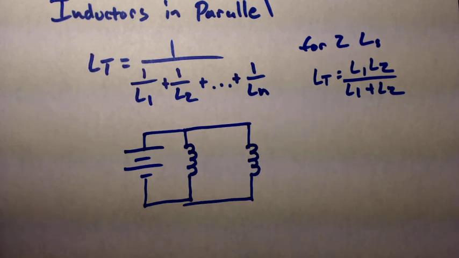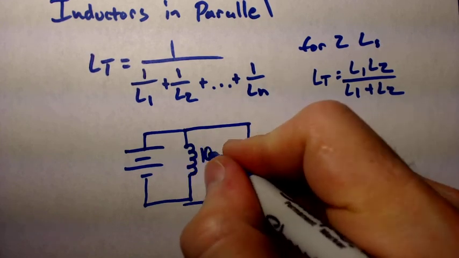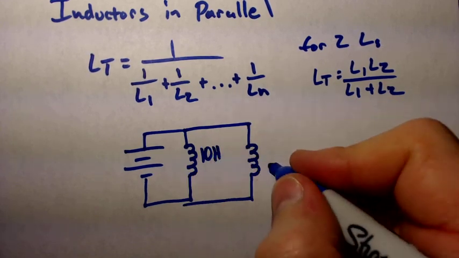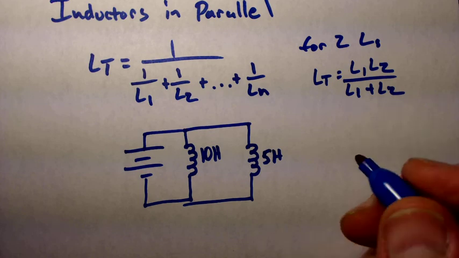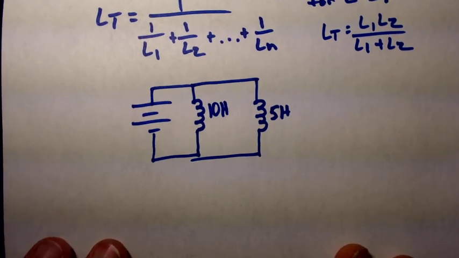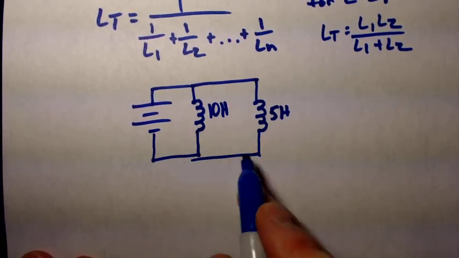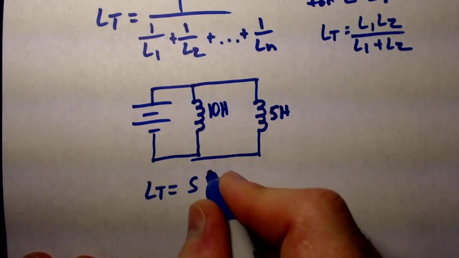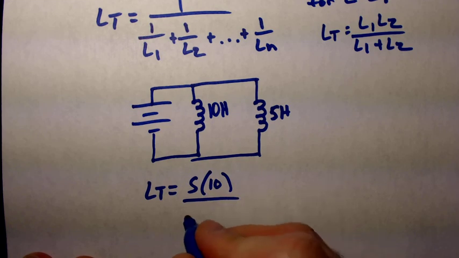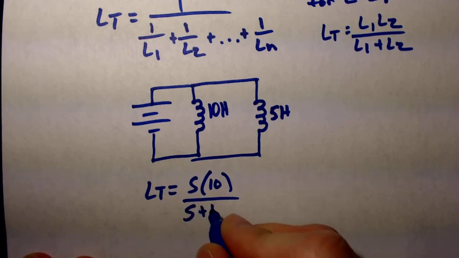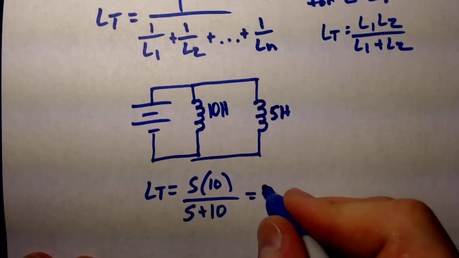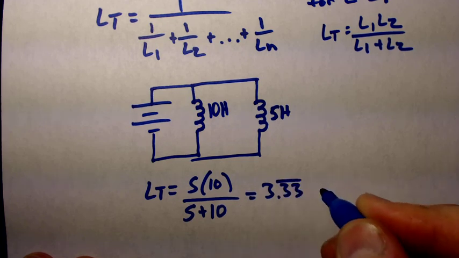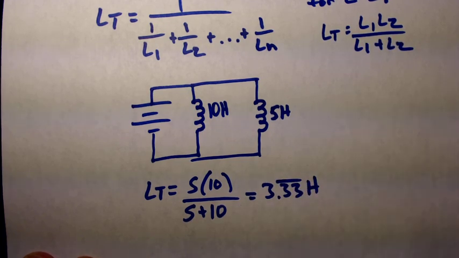I'll make these air core inductors. Let's say one of them's 10 henries and the other one's 5 henries. Well, I can create an equivalent inductance for both of these in parallel, and it's just LT is equal to 5 times 10 henries divided by 5 henries plus 10 henries, equals 3.33 repeating henries.